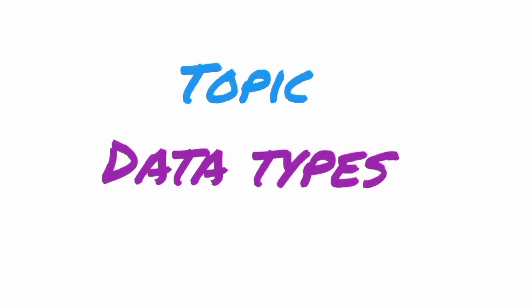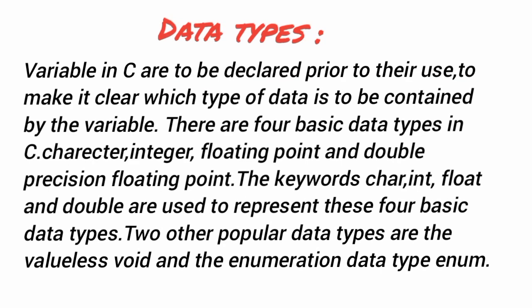Next topic is data types. Variables in C are to be declared prior to their use to make it clear which type of data is to be contained by the variable. There are four basic data types in C programming: character, integer, floating point, and double precision floating point. The keywords char, int, float, and double are used to represent these four basic data types.